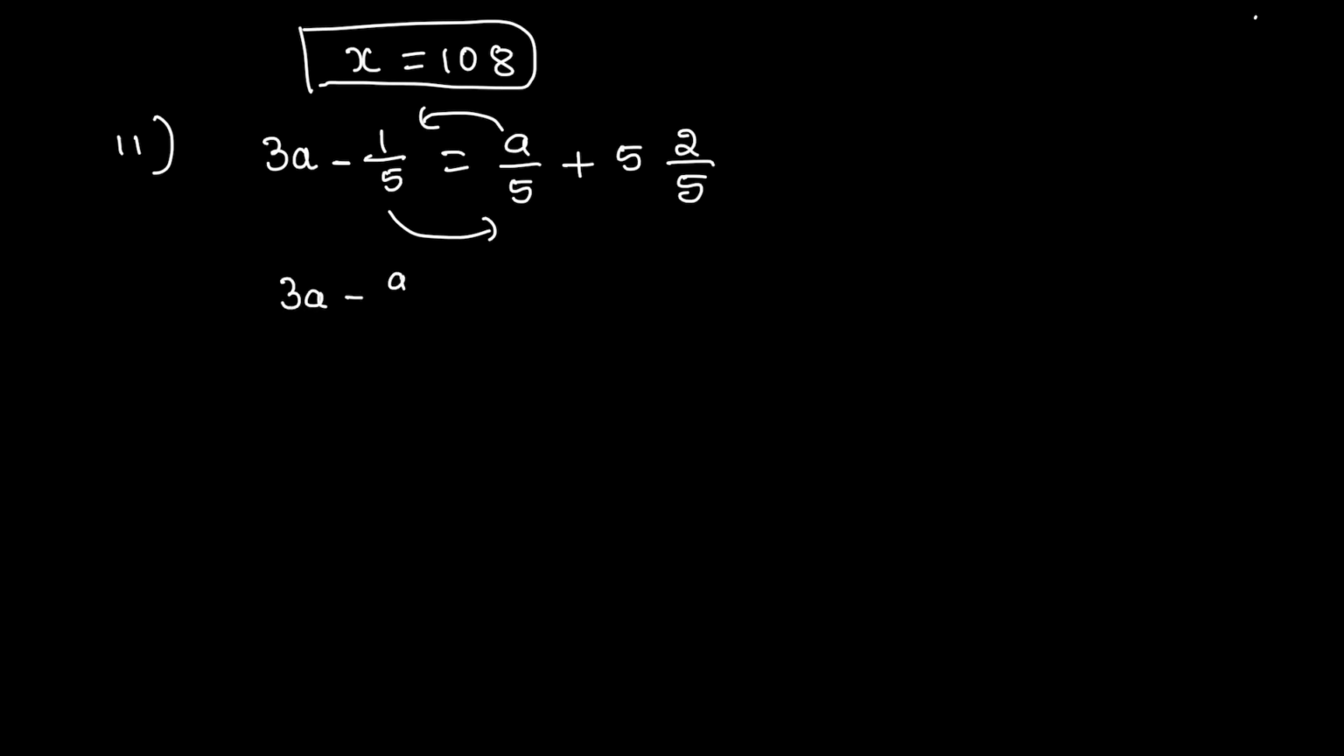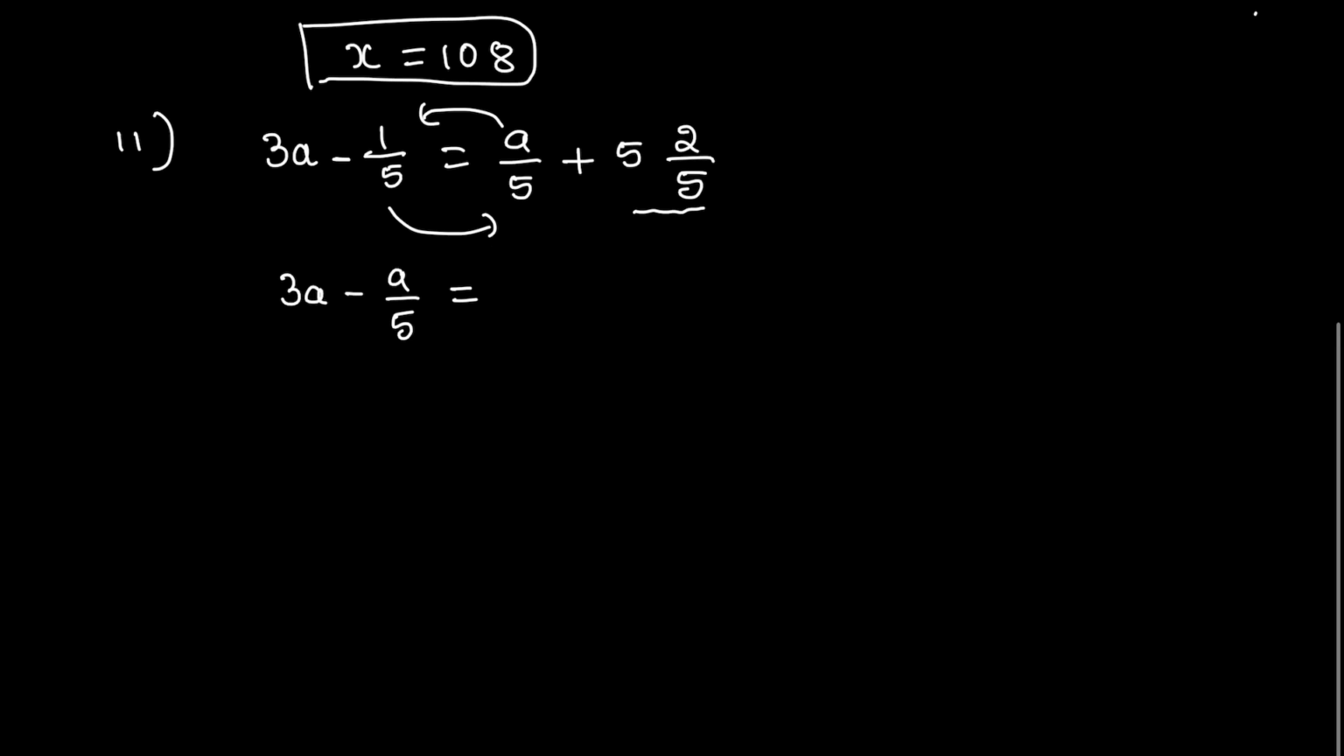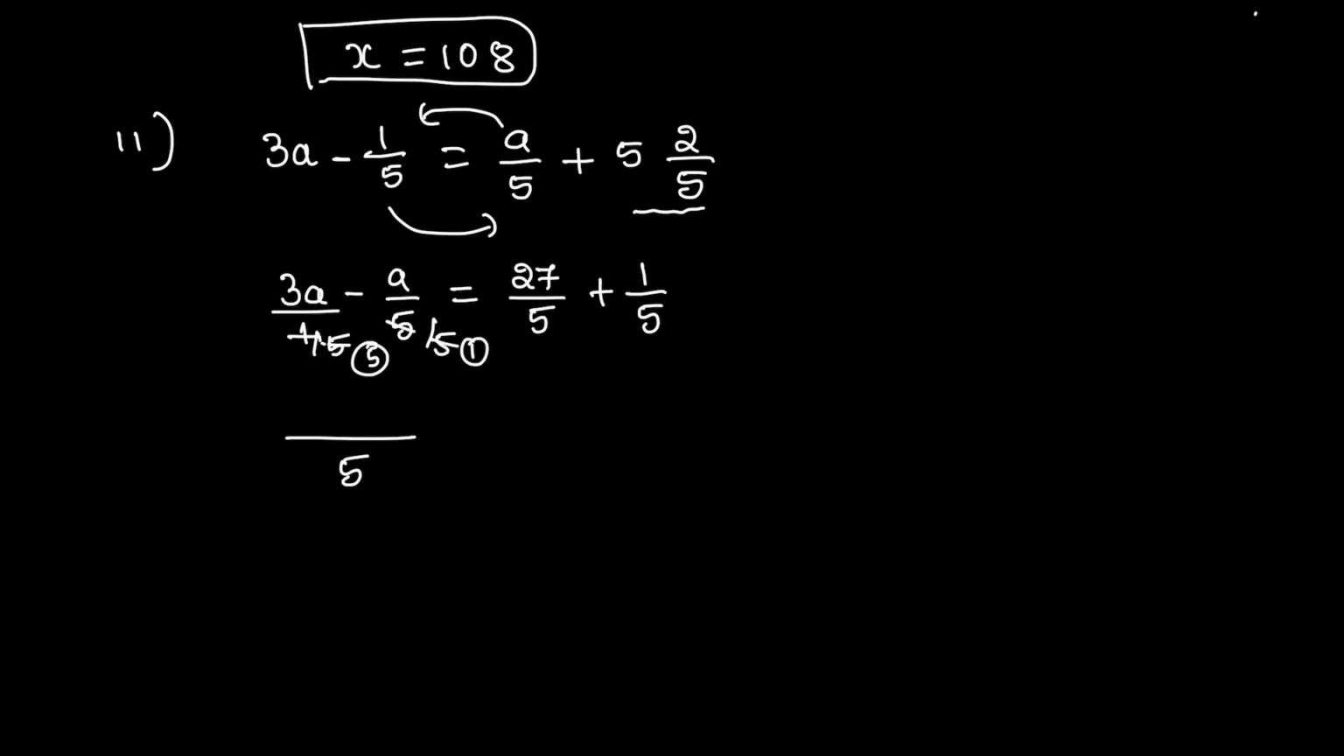3a minus a by 5, that equals, here we have a mixed fraction, converted into improper: 5 fives are 25, 25 plus 2 is 27, 27 by 5, and this minus 1 by 5 becomes plus 1 by 5. So here also we have to take the LCM. For 1 and 5, the LCM is 5. Divide by 5, divide by 5. 5 ones are 5, get cancelled, here 1. So 5 threes are 15a minus a.